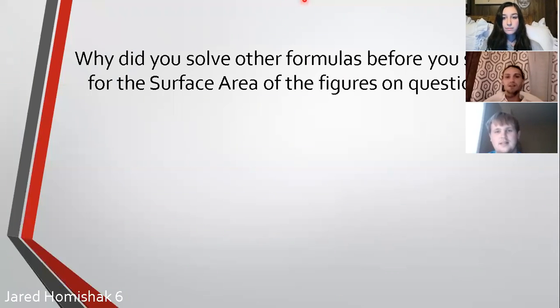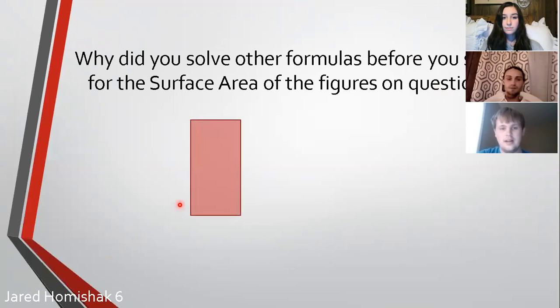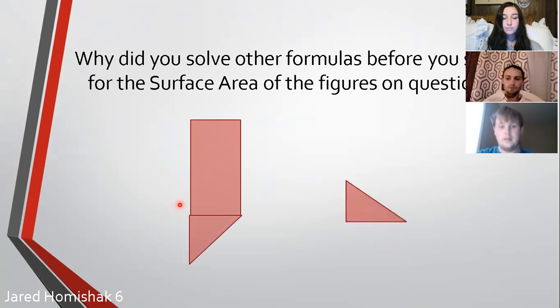So here's the next question I had for you, Jared. Why did you solve other formulas before you solve for the surface area of the figures on question 5? Very good question, and I could see where people get this mixed up, but you gotta remember one thing. The formula for the surface area is 2 times your area plus the perimeter times the height.